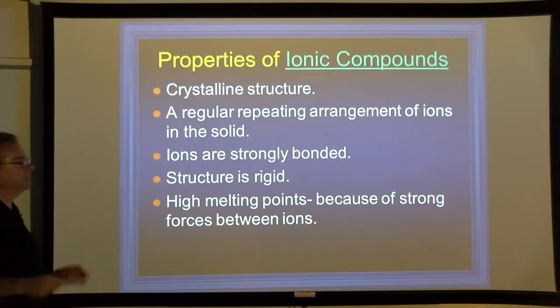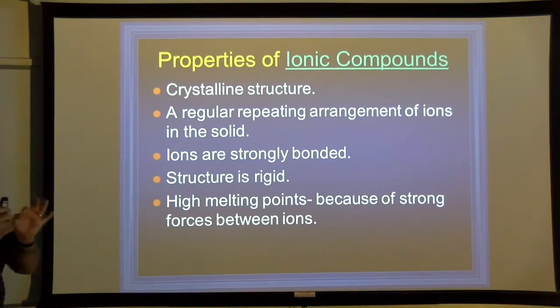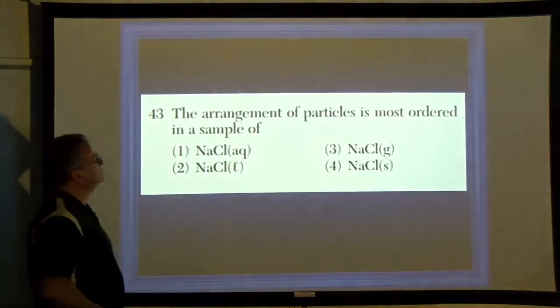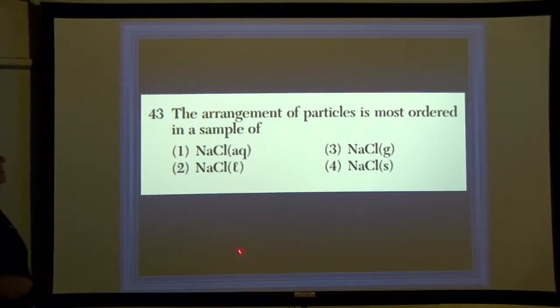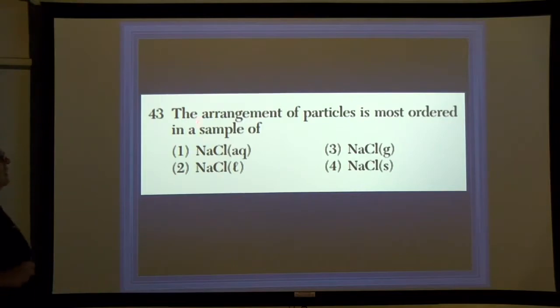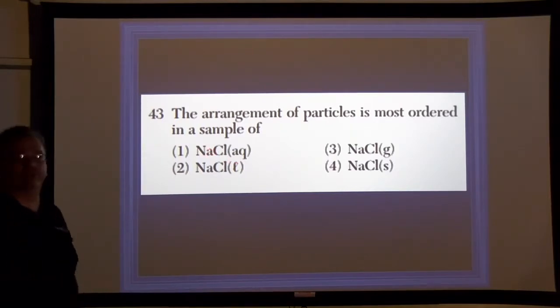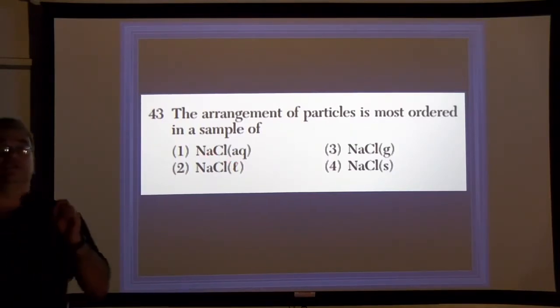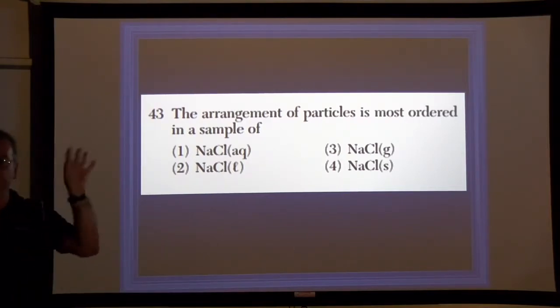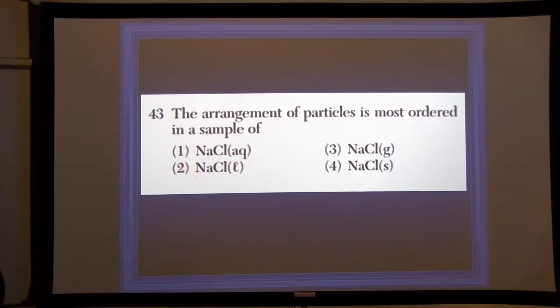In college chemistry, we know the smaller the ions, the stronger the ionic bond. So that's why the size of the ions that we discussed last session was so important. So they're going to ask you simple questions like, the arrangement of particles is most ordered in a sample of what? Well, wait a minute, they're all NaCl. What does NaCl(aq) mean? It's dissolved in water, right? So you have sodium ions floating around and chloride ions floating around. That's what that means, right?